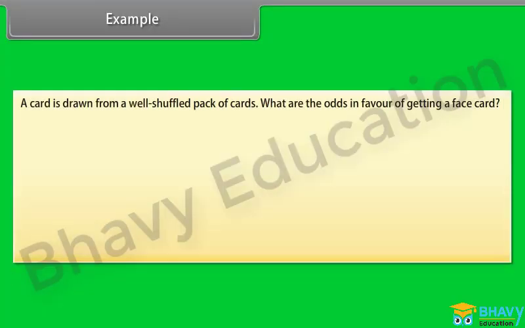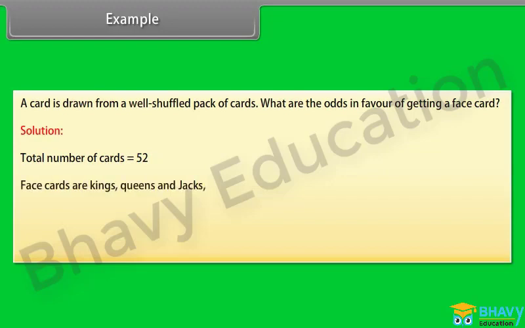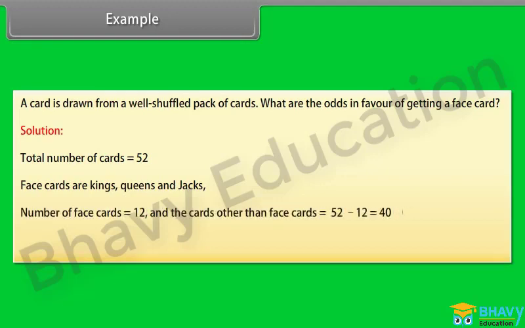A card is drawn from a well-shuffled pack of cards. What are the odds in favor of getting a face card? Solution. Total number of cards is equal to 52. Face cards are kings, queens and jacks. Number of face cards is equal to 12. The cards other than face cards is equal to 52 minus 12 is equal to 40. Hence, the odds in favor of getting a face card are 12:40 or 3:10.